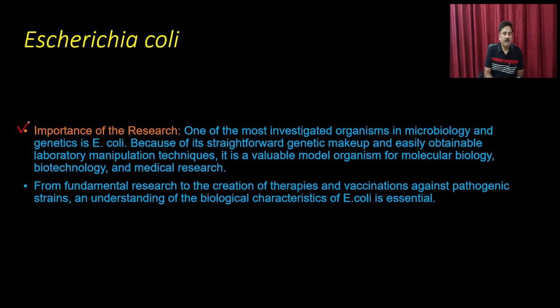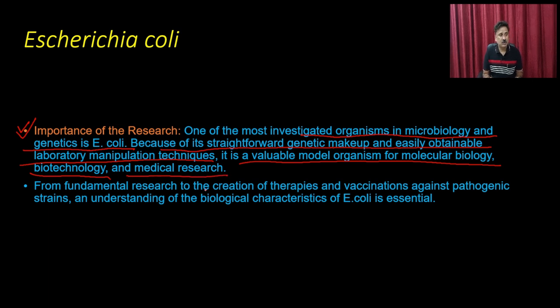Then E. coli is a very important organism for research purposes, because we know a lot about E. coli, its structures, metabolism and so on. That is why it is very easy for us to manipulate E. coli, and it is easy to study. It is the most investigated organism in microbiology and genetics, because of its straightforward genetic makeup and easily obtainable laboratory manipulation techniques. It is a valuable model organism for molecular biology, biotechnology and medical research.